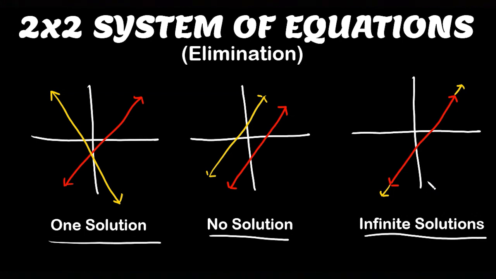Now we're going to use algebra to solve these. We're not going to graph these lines and figure out if they intersect, or if they're parallel, or if they're the same line. We're simply going to use algebra to solve these problems, and that is the elimination method. So let's go into our first problem.